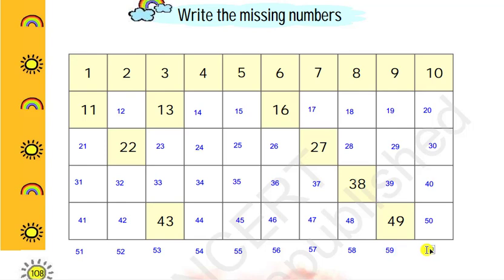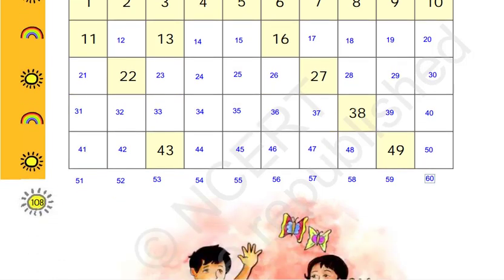It is 60. 60 is equal to how much? So 60 is equal to 6 tens and 0 ones. So after 59 it is 60. 60 is equal to 6 tens.